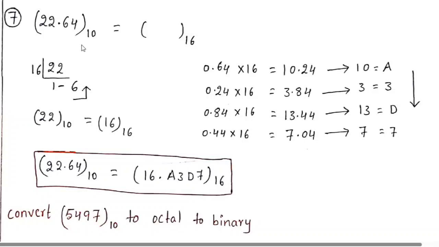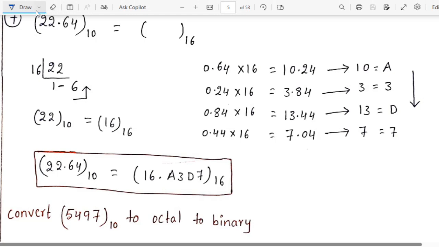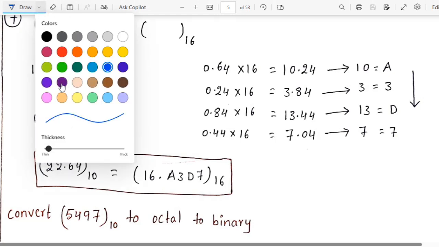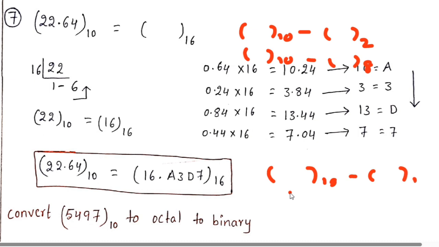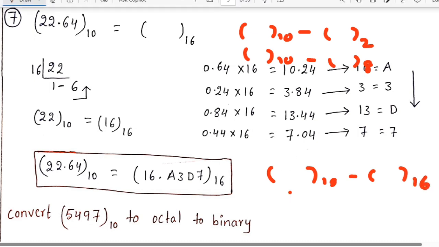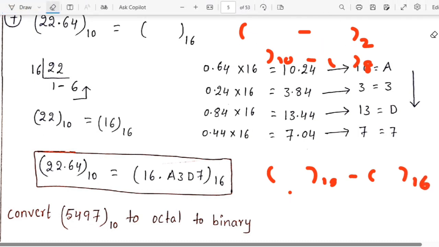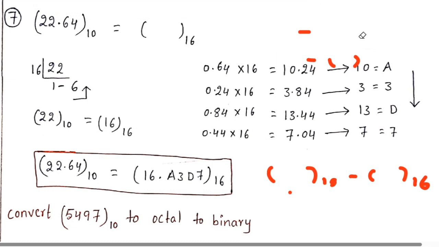So in this class I am going to discuss how to convert the decimal number system into the hexadecimal number system. Previously I discussed converting the decimal number system into the binary number system and the decimal number system into the octal number system. Now I'm going to convert decimal into hexadecimal.